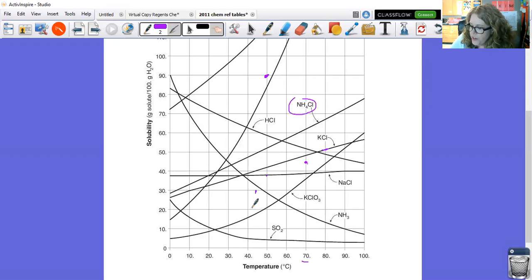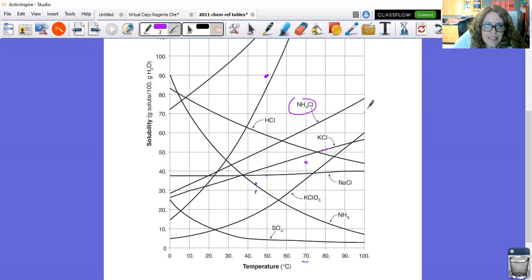So now if I go to 35 grams, right? Now I'm just going to put that right about here, at 45 degrees. And NH4Cl, right? So that is below the NH4Cl line, which is here, so that's unsaturated.